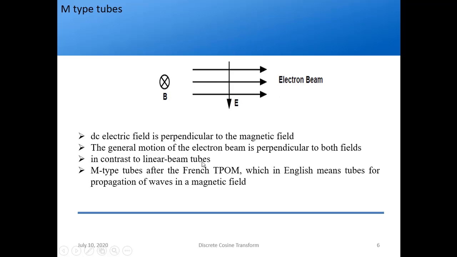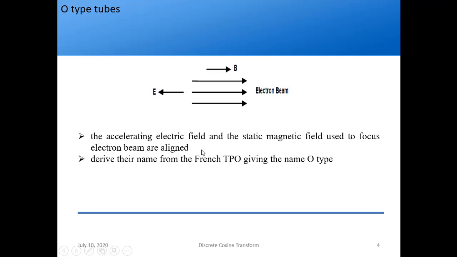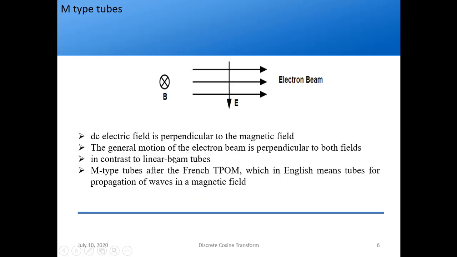And it is in contrast to linear beam tubes. What is happening in linear beam tubes? They were not perpendicular, they were aligned, right? They were aligned as written here. So that is in contrast to linear beams. M-type tubes are named after the French TPOM. This has a French meaning, and most of us don't understand French, so we will not go into that. In English it means tubes for propagation of waves in a magnetic field. From this M we get the name M-type tubes.